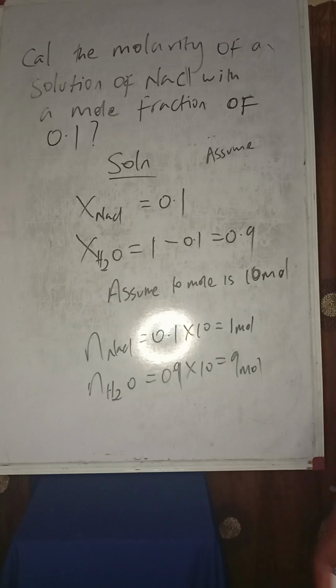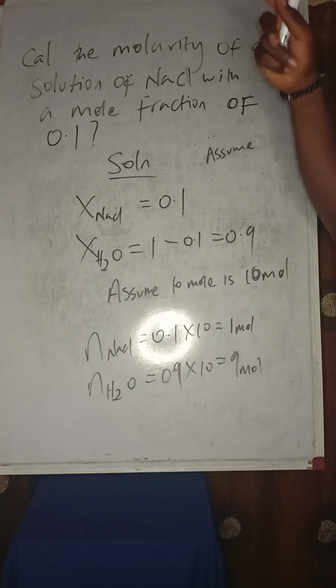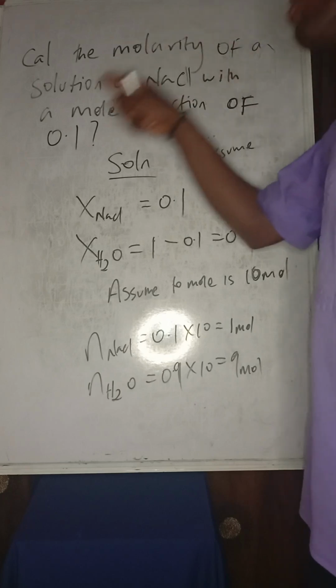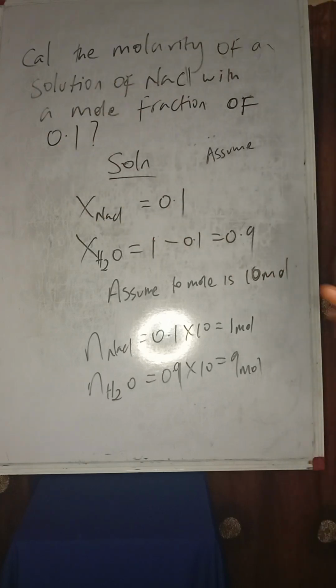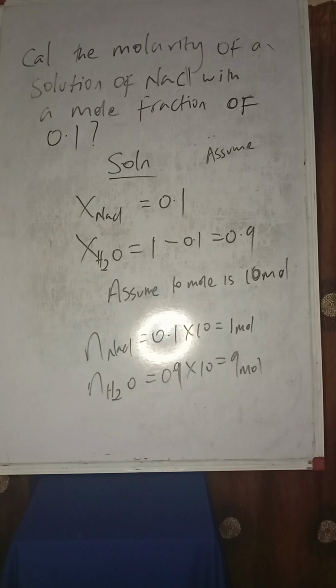The molarity of 10 moles of solution with mole fraction of 0.1 is still the molarity of 100 moles of NaCl solution with mole fraction of 0.1. In as much as the mole fraction is constant, the molarity is constant. So we can just assume a given mole and we solve.